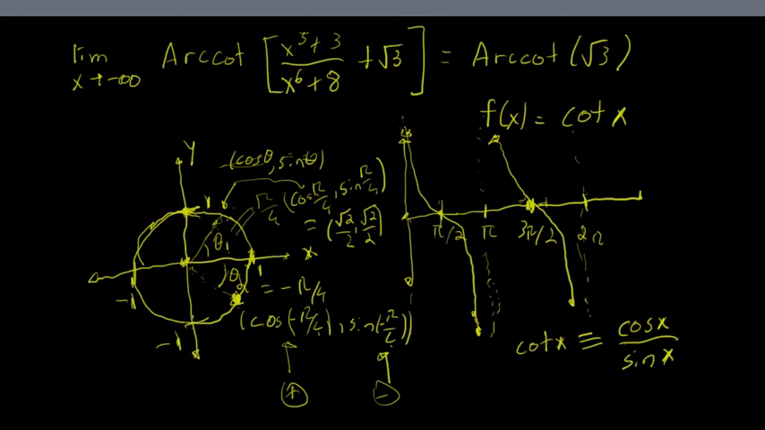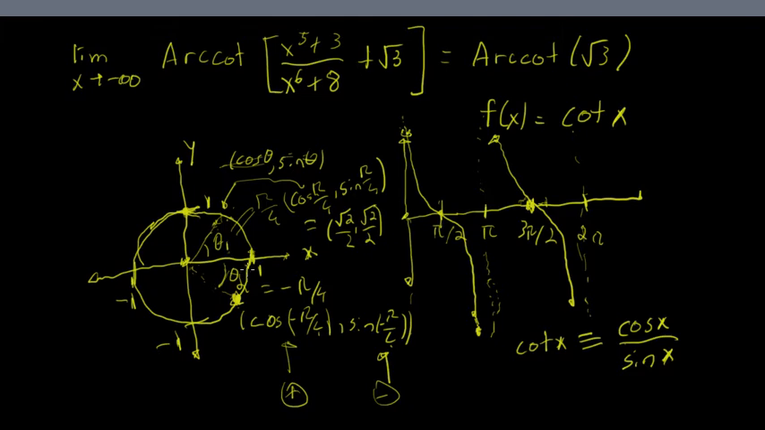And at 3 pi over 2, this is also negative pi over 2. If you go counterclockwise, it's 3 pi over 2. If you go clockwise, this is negative pi over 2. At 3 pi over 2 or negative pi over 2, here it's labeled as 3 pi over 2, cosine will be 0, but sine will be -1. 0 over -1 is 0.